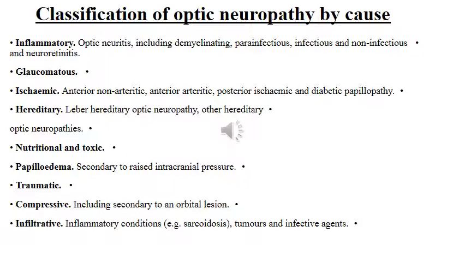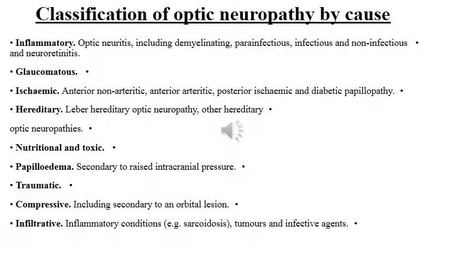Optic neuritis is further divided into demyelinating, para-infectious, infectious and non-infectious etiology. Demyelinating is our interest today. So inflammatory optic neuropathy is divided into either optic neuritis or neuroretinitis, and the optic neuritis type is further divided into demyelinating, para-infectious, infectious and non-infectious etiology. Glaucomatous, we have an idea about it, and I included some pictures for you in this lecture.